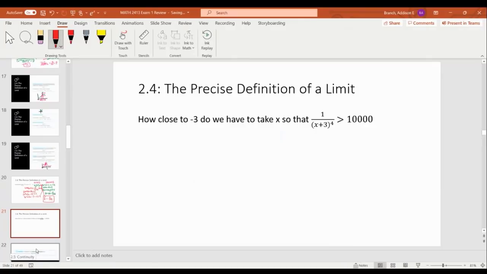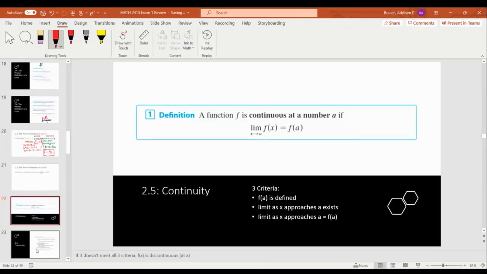And we'll go ahead and skip this example for time.